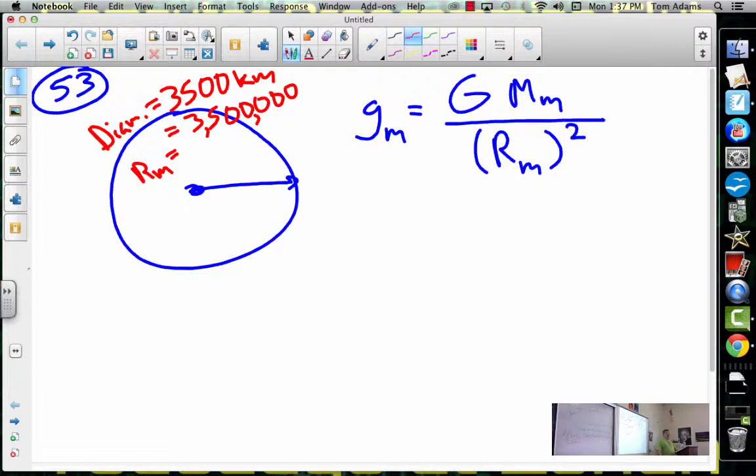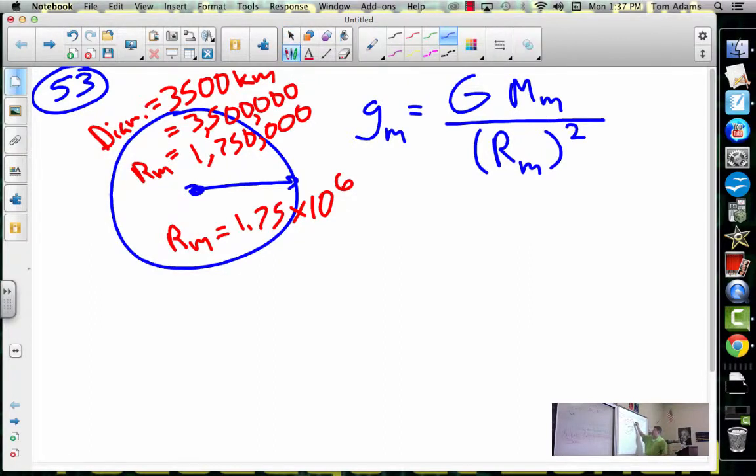Now, what's 1/2 of that? It's 1.75 million, or 1,750,000. That's the radius. Well, we could use scientific notation and say 1.75 times 10 to the 6th, right? Because if I move the decimal 1, 2, 3, 4, 5, 6, I'll get a decimal point right here. Okay, see what I did?